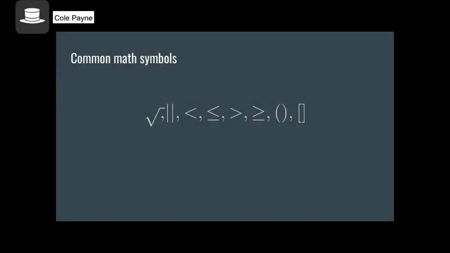All right, and so now I want to talk about some common math symbols. These are just some symbols that you're going to see over and over again. And I wish I had my iPad to write these down, but this is called the square root. You can find this in the textbook, but this is the square root. This is called the absolute value. Less than or equal to, greater than or equal to. These are parentheses, and these are called brackets.